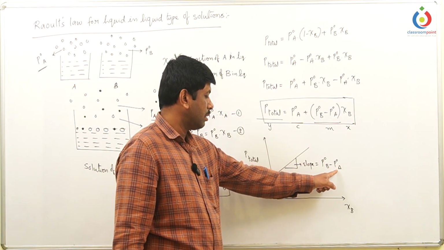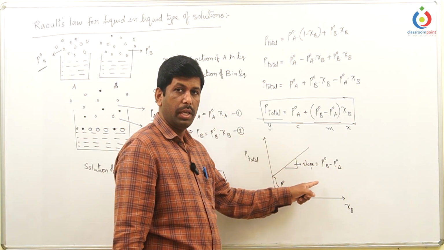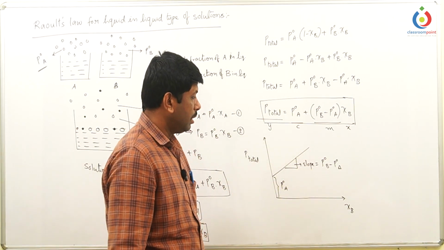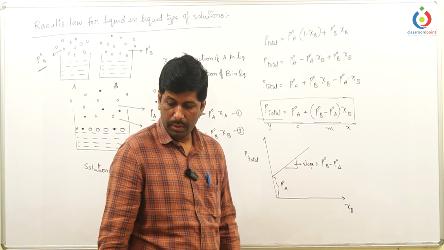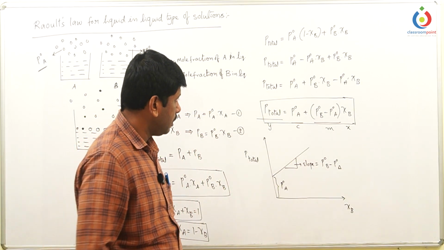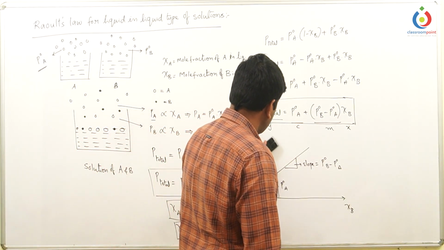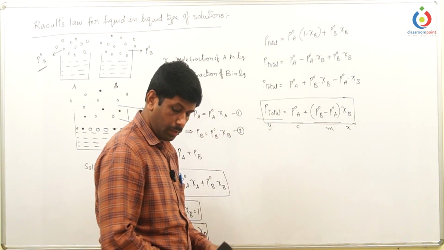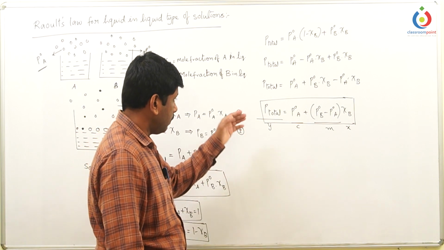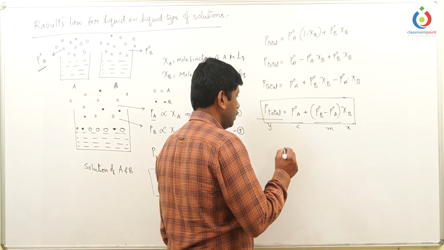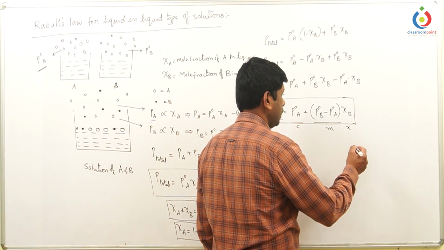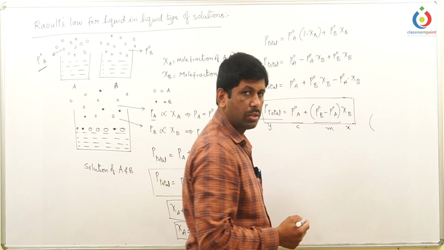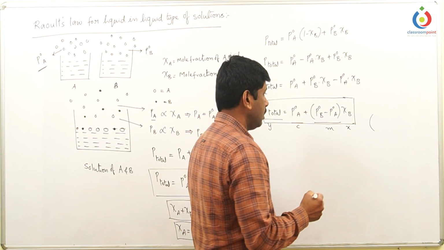So P naught A can be substituted here, as well as the slope value, so that we can calculate the P naught B value. Similarly, let us try to see another graph for this equation. So this graph condition is, let us imagine one of the solvents is more volatile than the other solvent in the solution.